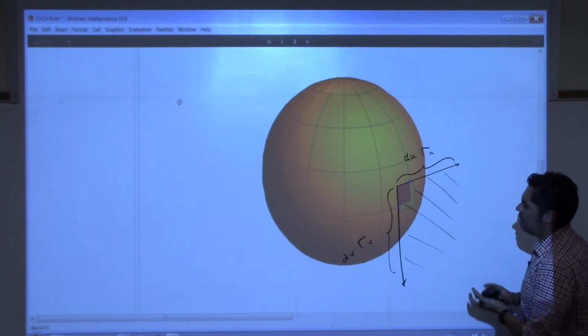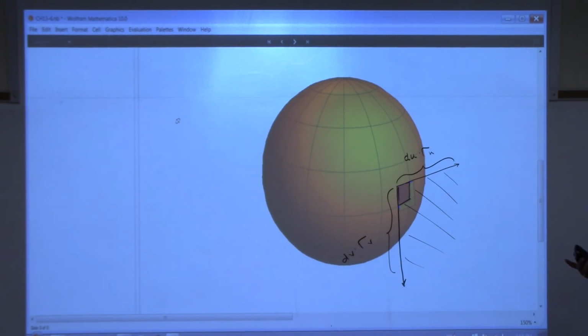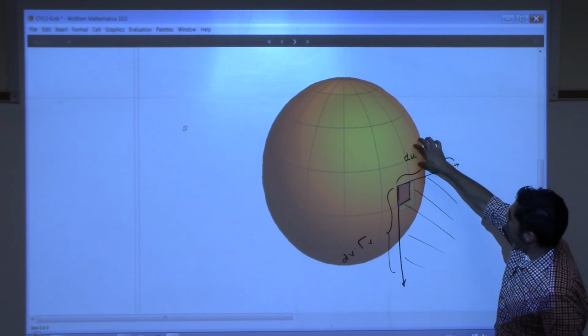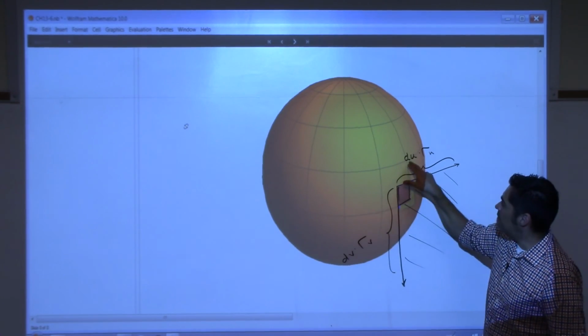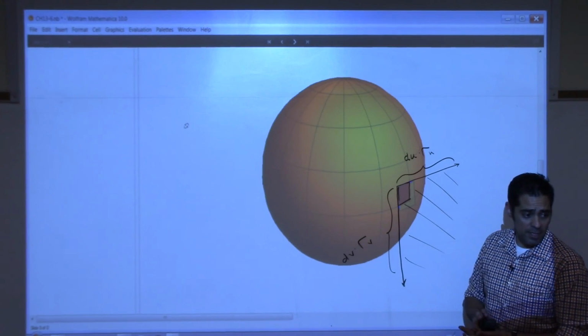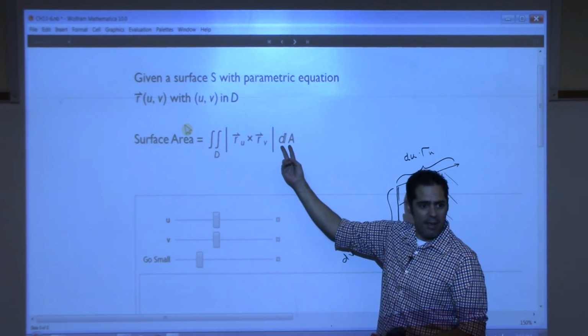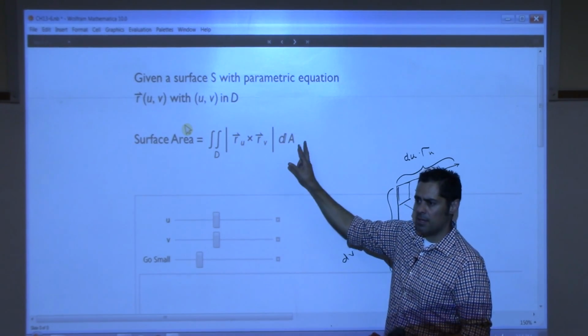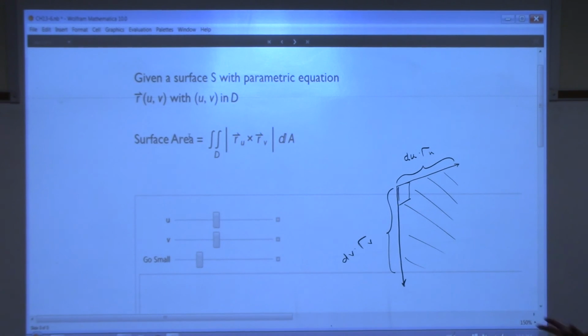Then what we should get is an infinitesimal patch like this, and if we add them all up, then we would get the surface area. That's the idea behind this. And what would happen if you took this and you crossed it with this, the constants would pop out, and you would have du dv times each other. And guess what du dv is? It's dA, right? Because du dv, it doesn't matter which way I do it. That's what's basically happening here.